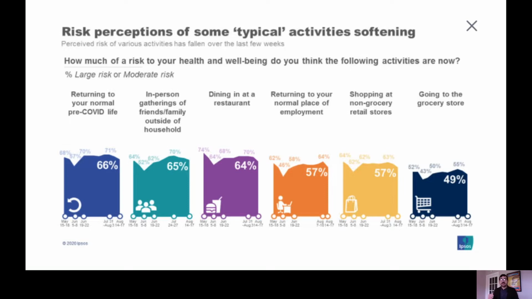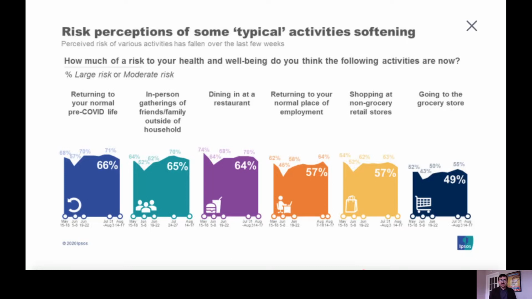That is, people have perceived less of a risk to their health and well-being of doing certain things, including dining in at a restaurant, something that we know currently is still risky. In some cases, returning to a normal place of employment, shopping at non-grocery retail stores, in-person gatherings at the households of friends and family. Over time, even as the threat has increased, the general risk perceptions in the United States of those activities being a large risk or moderate risk have decreased.